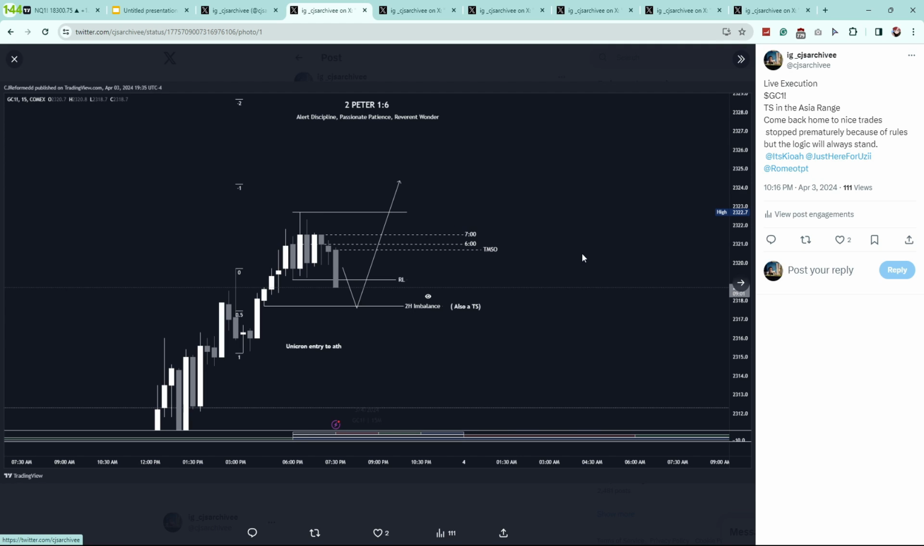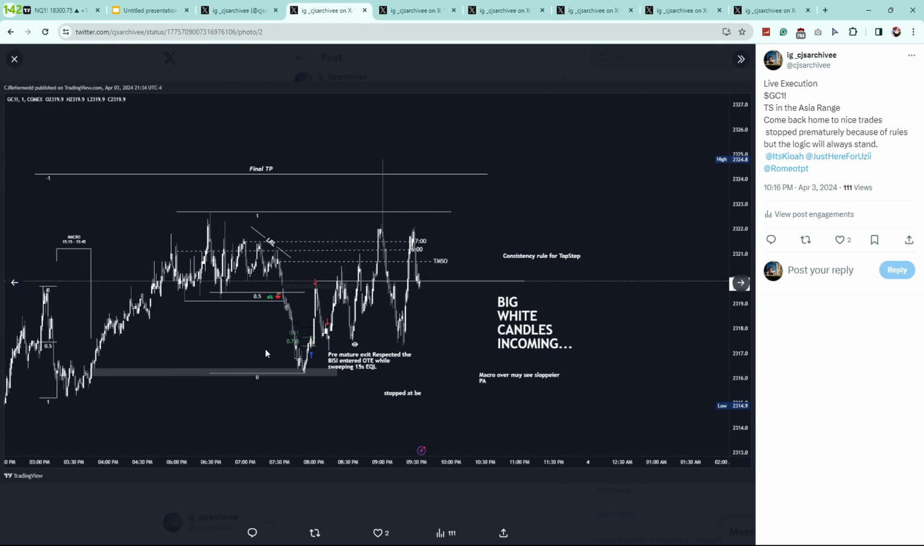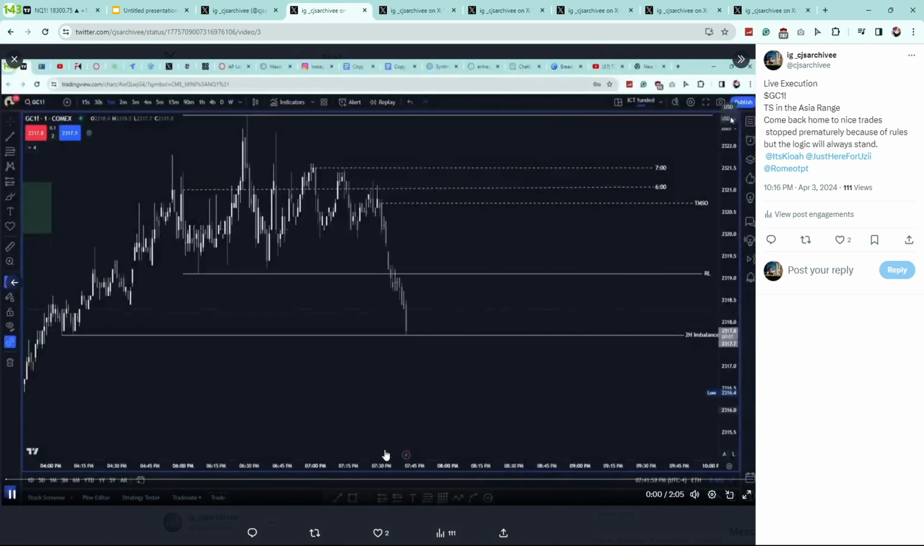We have all our opening prices marked out, right? This is what I put. And price continued. We had a premature exit just because of the volume imbalance that was in equilibrium of the range, but it respected the VI well and entered OTE while sweeping 15-second equal lows. Stop to break even. As you can see, consistency rule for Topstep. I would have gotten out right here, but this is basically sloppy, so I can show you guys the live execution of me taking it, right?